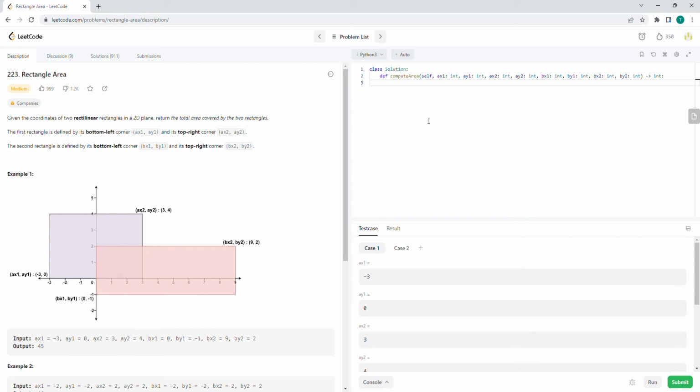Welcome to November 17th LeetCode Challenge, Rectangle Area. Given the coordinates of two rectilinear rectangles in a 2D plane, return the total area covered by the two rectangles.